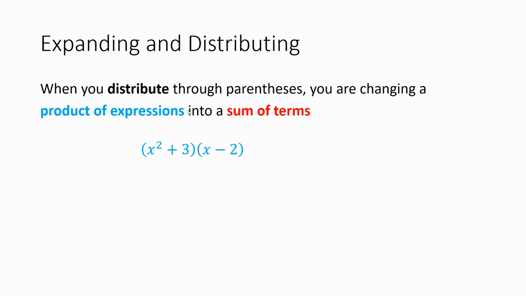And we're multiplying the two parentheses together, so we have a product of expressions. If we use FOIL on this, you would have the x squared multiplied by the x to give x cubed, x squared times negative 2, 3 times x, and the plus 3 times the negative 2, all of which would give x cubed minus 2x squared plus 3x minus 6, and that's a sum of different terms. Each of these is just an individual object, a power of x with a number in front, and we're adding those all together. There's no multiplication of expressions left in that.